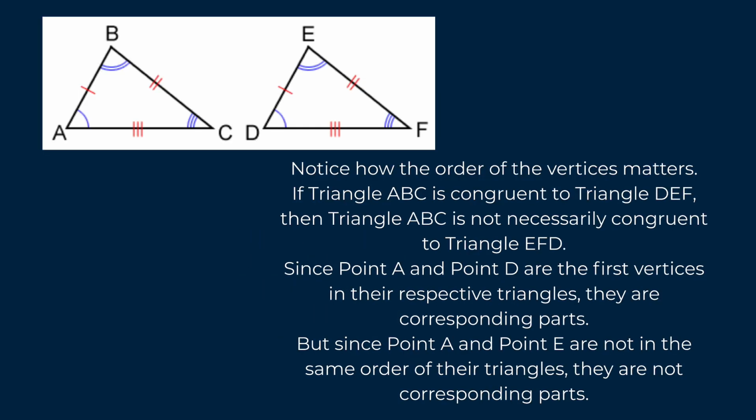Notice how the order of the vertices matters. If triangle ABC is congruent to triangle DEF, then triangle ABC is not necessarily congruent to triangle EFD because the order of the vertices matters. So since A and D are the first vertices named in their respective triangles, then their angles must be congruent and their sides must also be congruent. Point A and point D are the first vertices of their respective triangles. They are corresponding parts. But since point A and point E are not in the same order of their triangles, they are not corresponding parts.